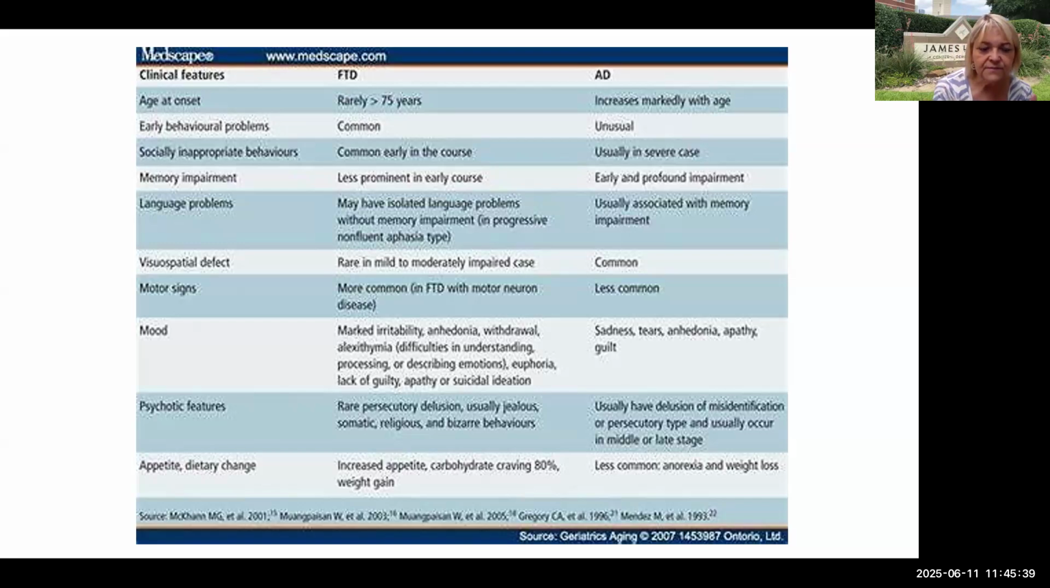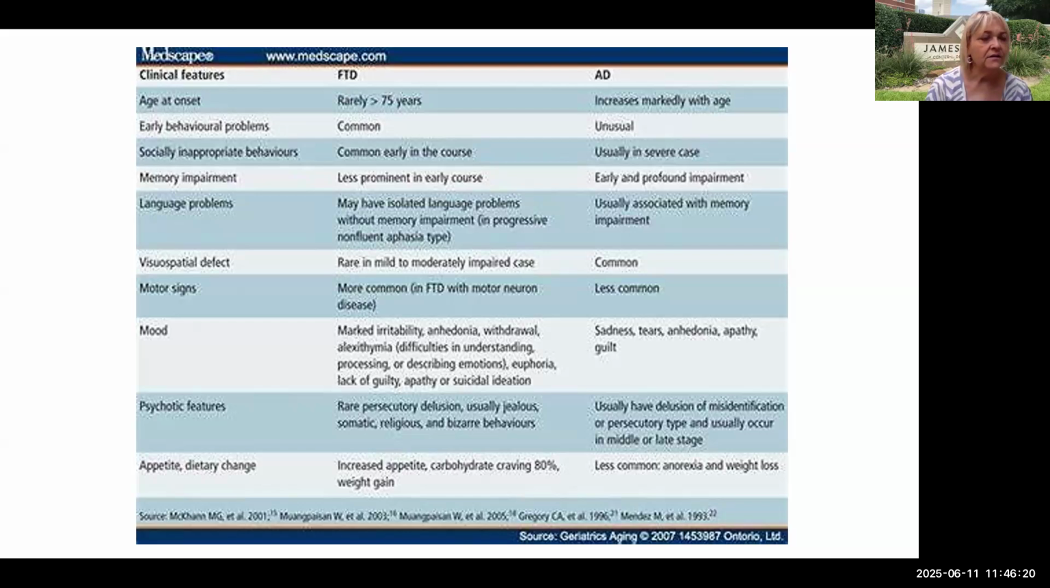The motor signs, the mood: marked irritability, being withdrawn, difficulty in understanding their own emotions, which can lead to anger and anger outbursts. Because when someone is frustrated or scared, a lot of times it will come out as anger. Anger is the easiest emotion for most people to feel. Psychotic features, appetite and dietary changes. Now, that doesn't mean every person is going to do all of those things, but those things are common.